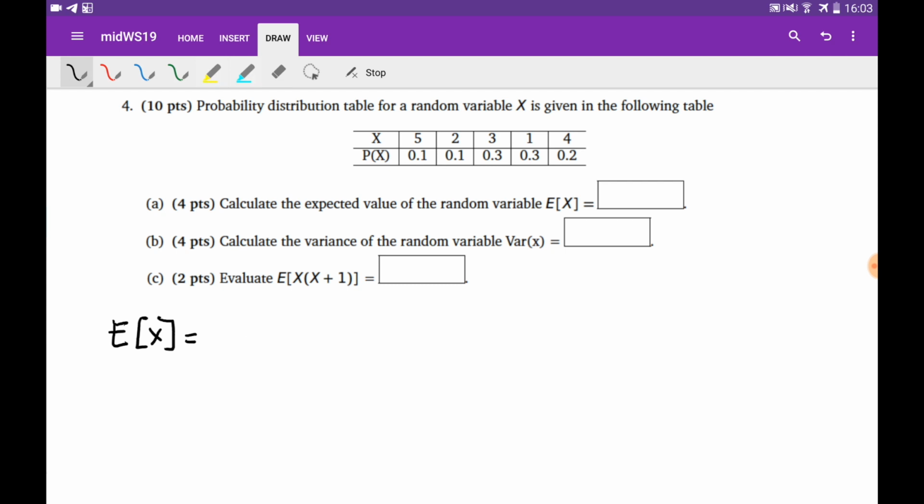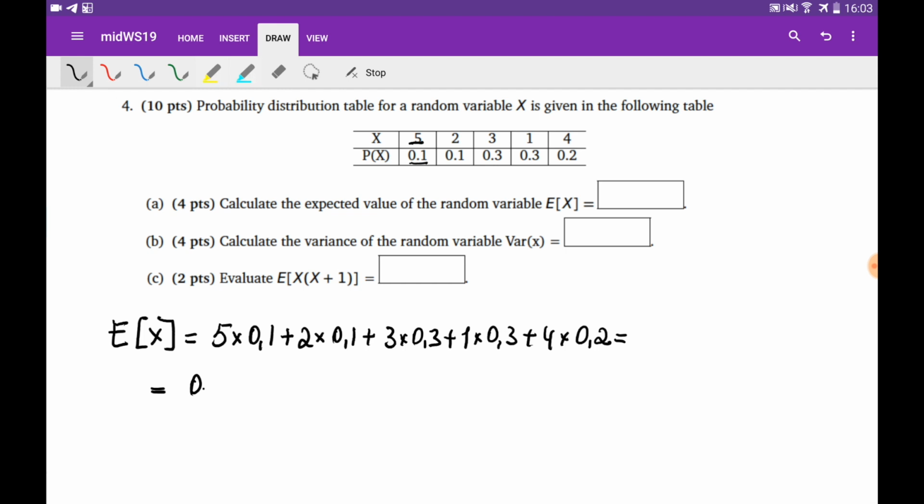So the expected value is found by multiplying every number by its probability, and we have to sum this at the end. So 5 multiplied by 0.1 plus 2 multiplied by 0.1 plus 3 multiplied by 0.3 plus 1 multiplied by 0.3 plus 4 multiplied by 0.2. So if we sum this, it is going to be 0.5 plus 0.2 plus 0.9 plus 0.3 plus 0.8, which is going to be equal to 2.7.